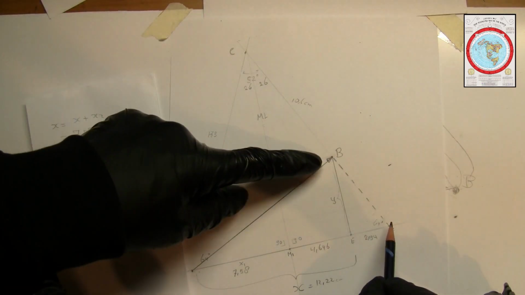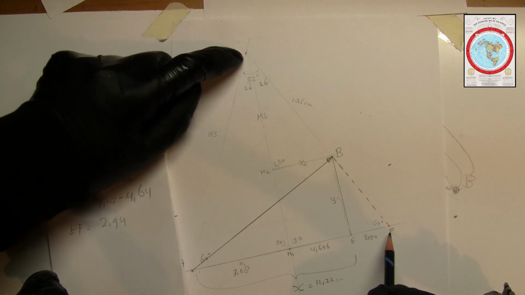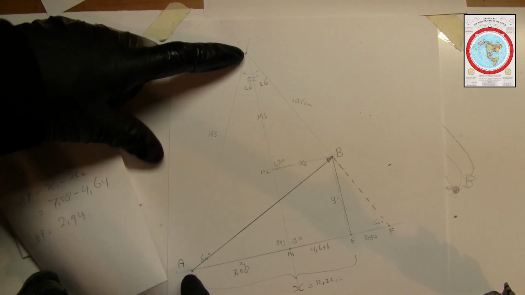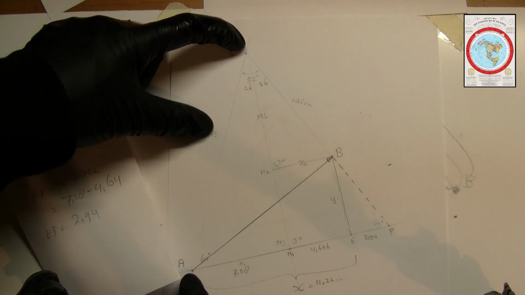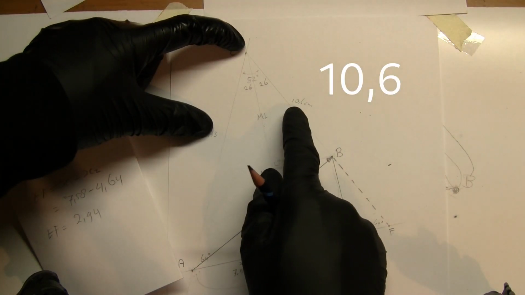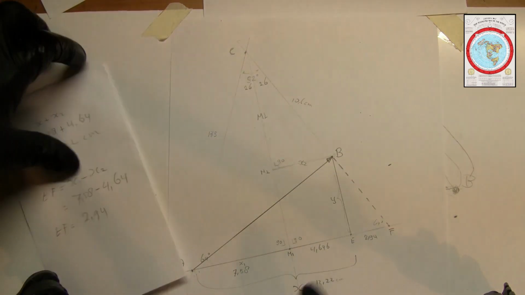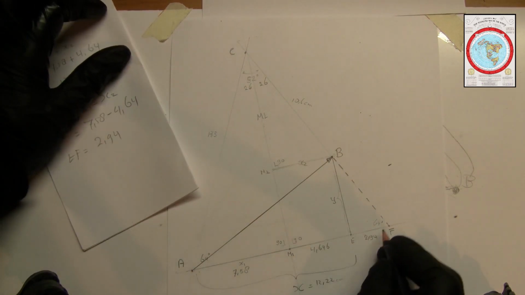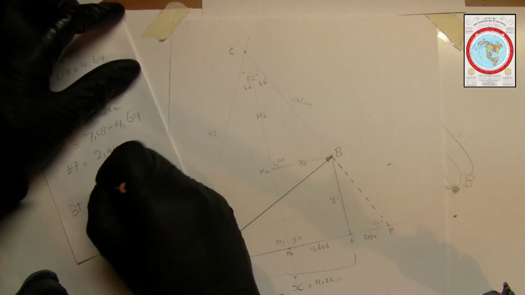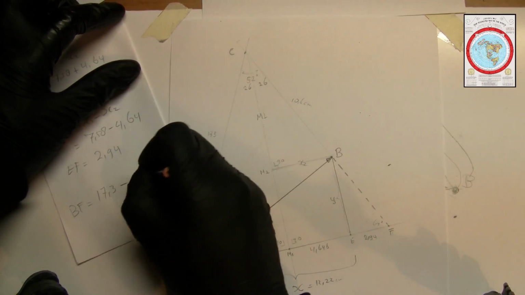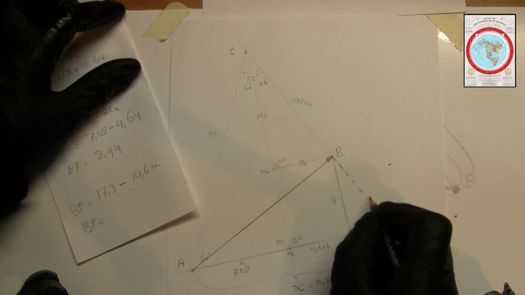We can do the same with the distance from B to F, because C to F is the same distance as C to A. So if this one is 17.3 minus 10.4, we have the distance B to F. So B to F is equal to 17.3 centimeters minus 10.6 centimeters. So now we have B to F too.